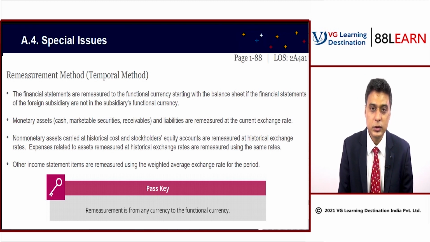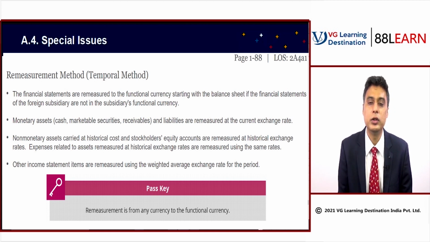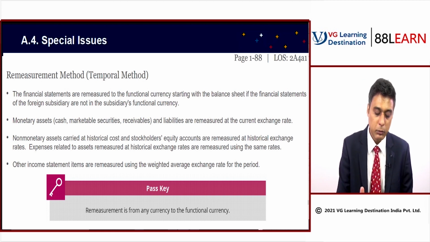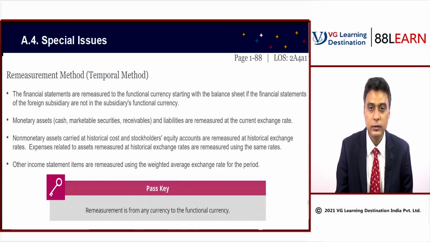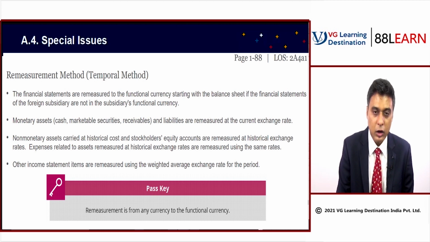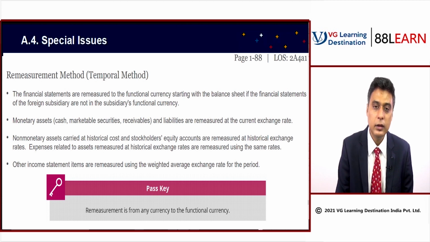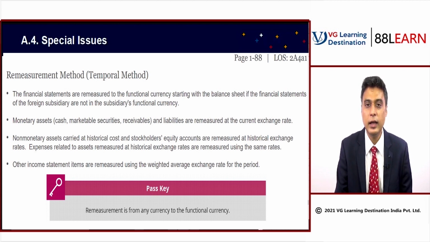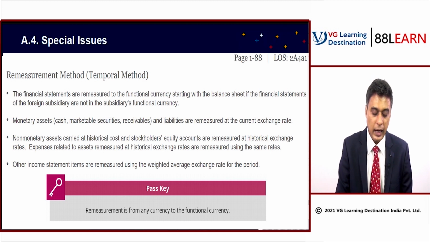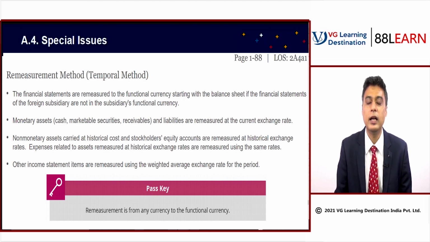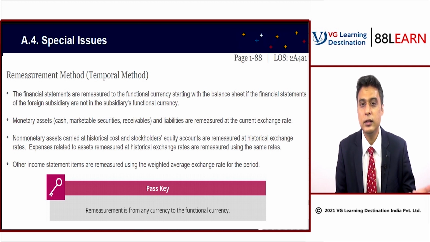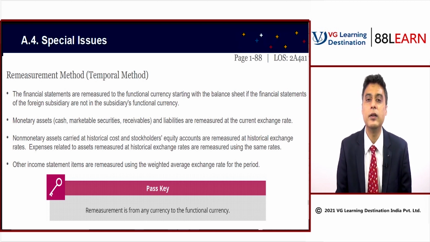Other income statement items which are not balance sheet related are remeasured using the weighted average rate for the period. So here we are talking about three rates: the monetary assets and liabilities at the year-end rate, the non-monetary assets and stockholders' equity at historical rates. In the income statement, the expenses which are related to the balance sheet items at historical rates, and any other income statement item at the weighted average rate. So we are talking about three rates here: the year-end rate, the historical rate, and the weighted average rate.